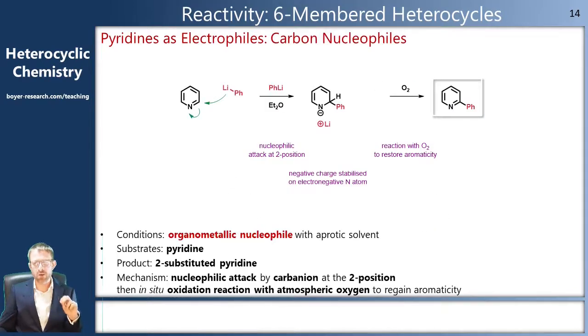So when we apply that to our aromatic system, what we have is a nucleophilic attack of carbon reagents at the 2 position of our 6-membered heterocycle. We have a nucleophilic attack at the 2 position because the resulting anion is stabilized on that electronegative nitrogen atom. In this case of pyridine, we don't isolate this intermediate product, because the aromaticity is restored by reaction with trace amounts of oxygen in the atmosphere of the reaction.